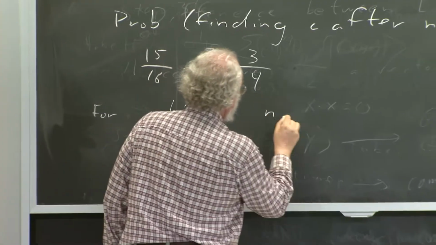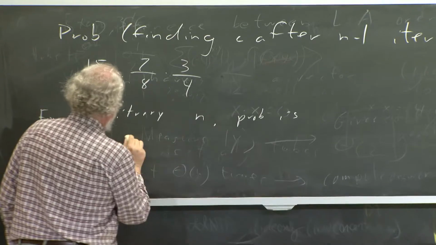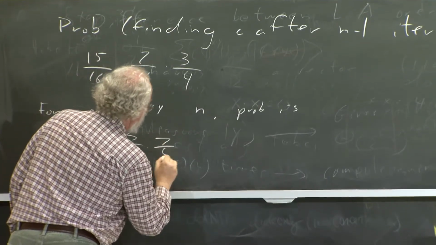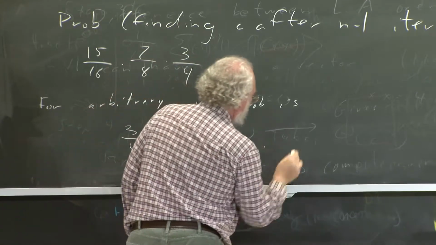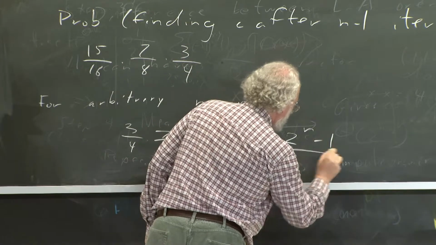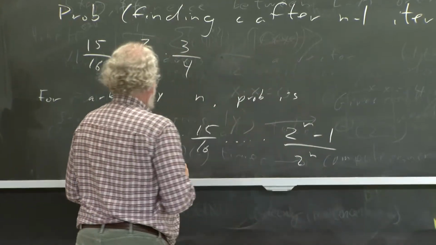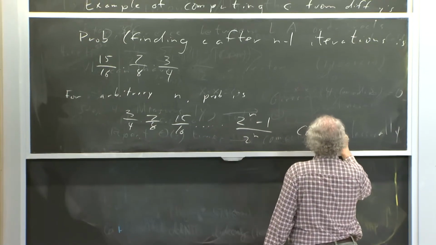For arbitrary n, the probability is 3/4 times 7 eighths times 15 sixteenths times ... times 2 to the n minus 1 over 2 to the n. And this converges.